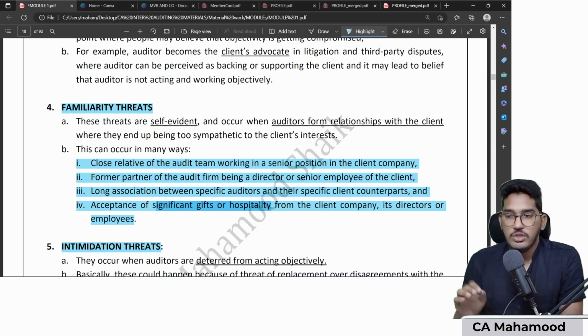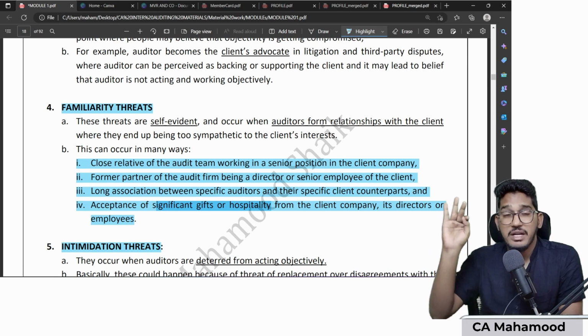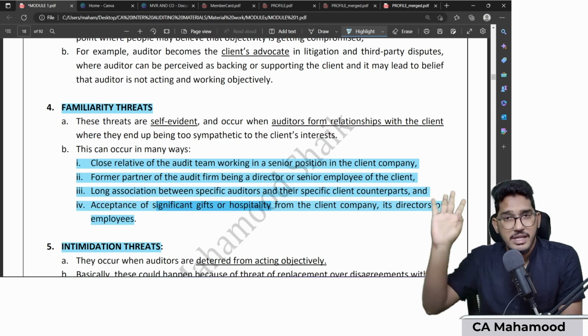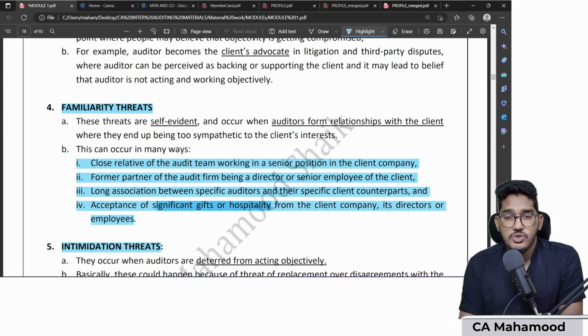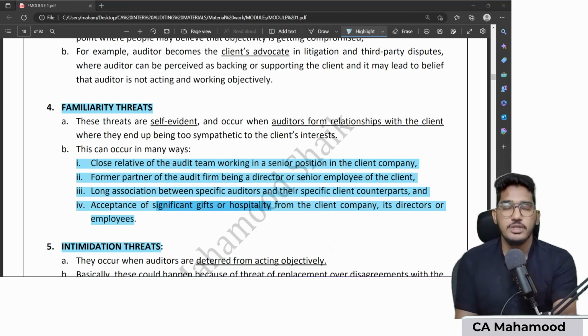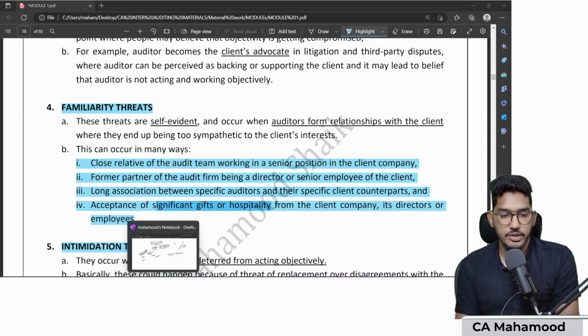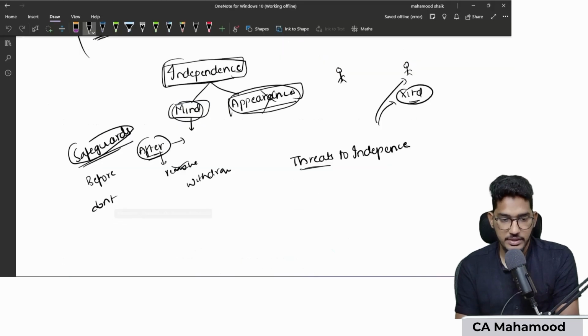Clear? So this is the concept of independence. We understood the meaning, the types of independence, the safeguards to independence, and even the threats to independence. Clear everybody till here? Now we will revise the most important concept from this particular chapter, which is the inherent limitations of audit. A very important concept from the examination perspective. So let us revise what this inherent limitation is and what those inherent limitations are.